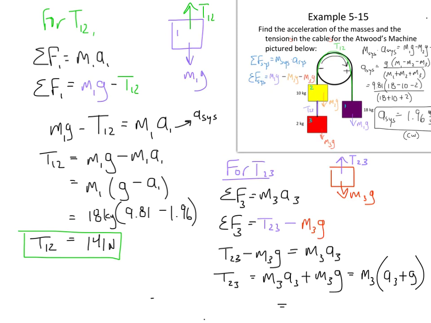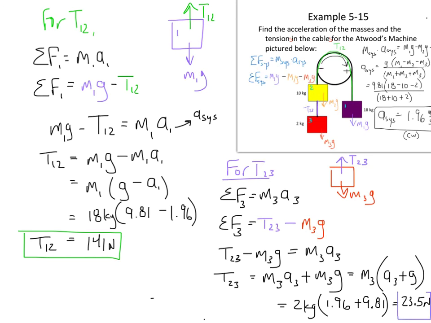What's the mass of 3? It's only 2 kilograms, right? 2 kilograms times the sum of the acceleration of 3. What's the acceleration of 3? It's the acceleration of the whole system, right? That's that 1.96. 1.96 plus 9.81 meters per second squared. And 2 times the sum of 1.96 plus 9.81, I get 23.5 newtons. I'm going to circle that in purple because that was our tension between 2 and 3.